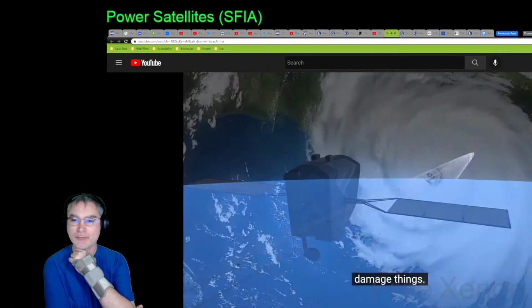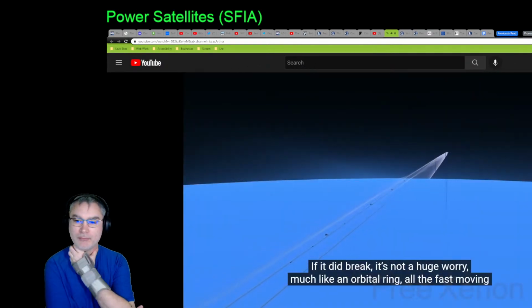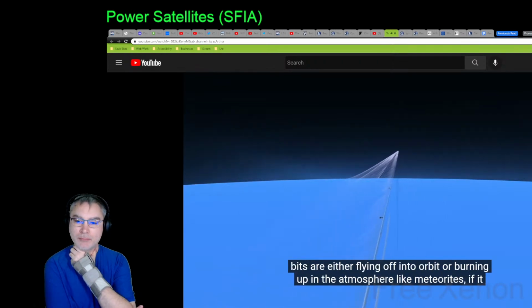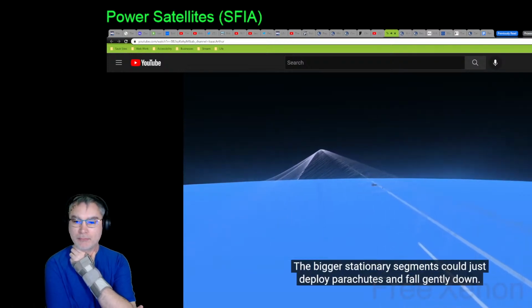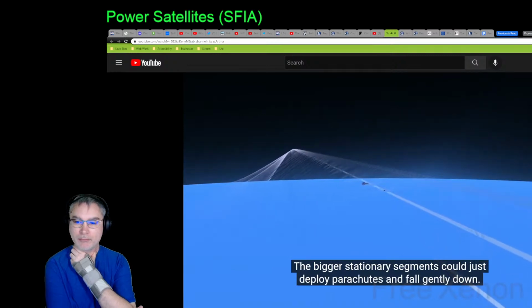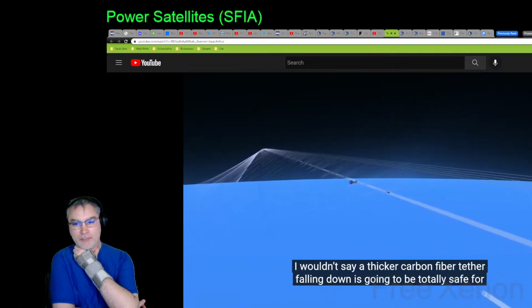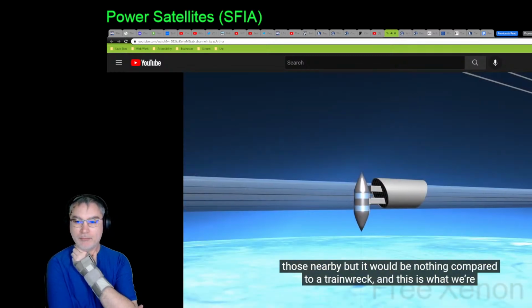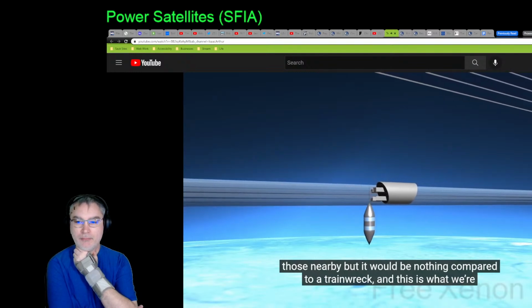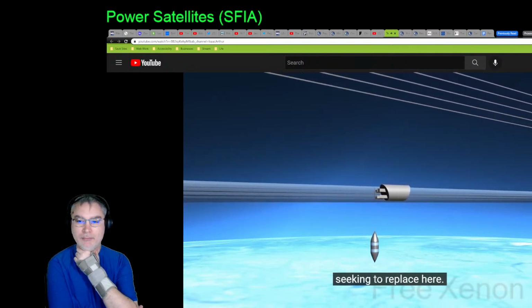But it is worth considering what would happen if the ring got wrecked, and whether it would damage things. If it did break, it's not a huge worry. Much like an orbital ring, all the fast-moving parts are either flying off in orbit or burning up in the atmosphere like meteorites if it breaks. The bigger stationary segments could just deploy parachutes and fall gently down. I wouldn't say a thick carbon fiber tether falling down is going to be totally safe for those nearby, but it would be nothing compared to a train wreck. And this is what we're seeking to replace here.